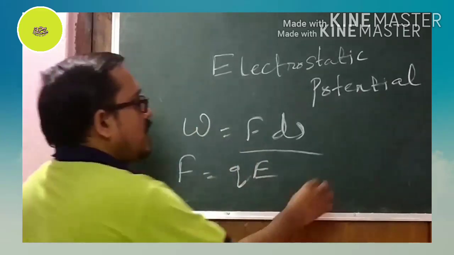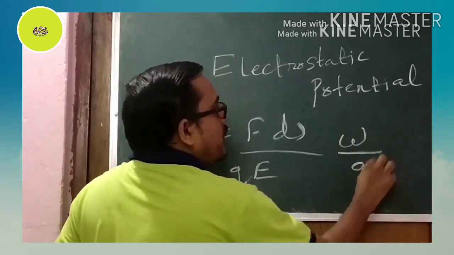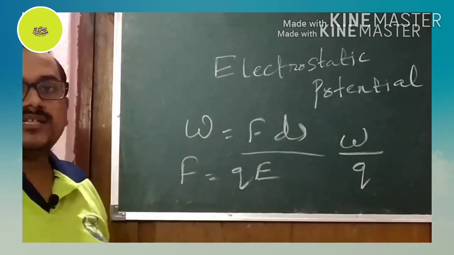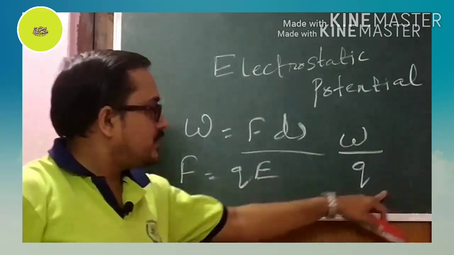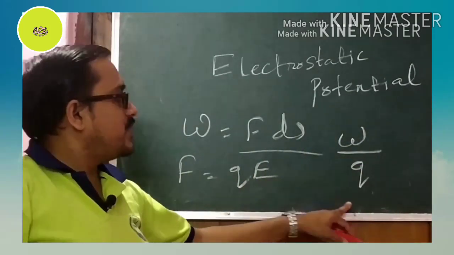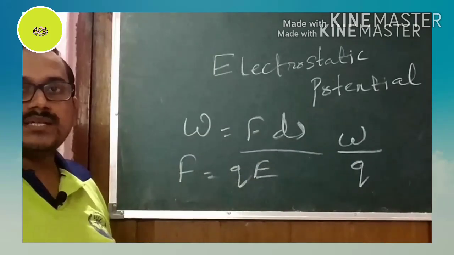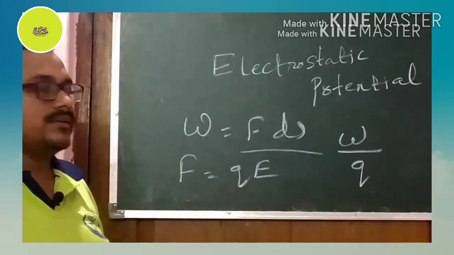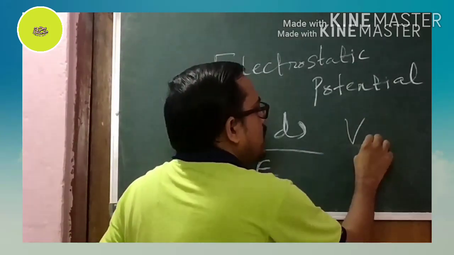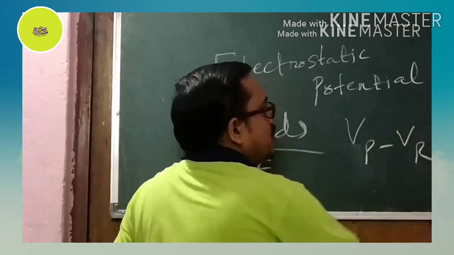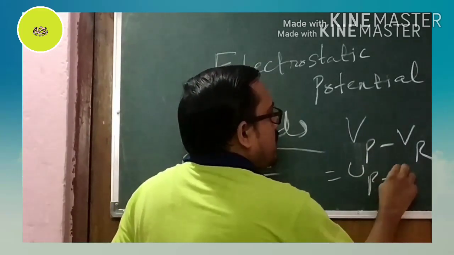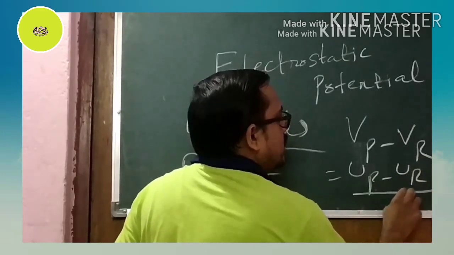So what happens? Now we take W by Q on one side, because this W by Q represents the characteristic of the electric field. The amount of work done in bringing a unit positive charge represents the potential at that point. So now we can write V_P minus V_R will be equal to U_P minus U_R divided by Q.